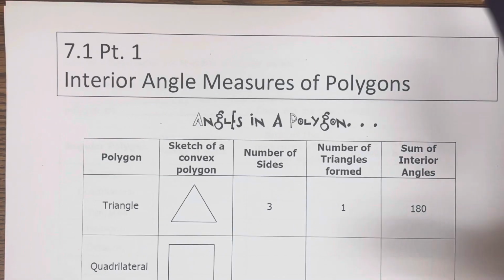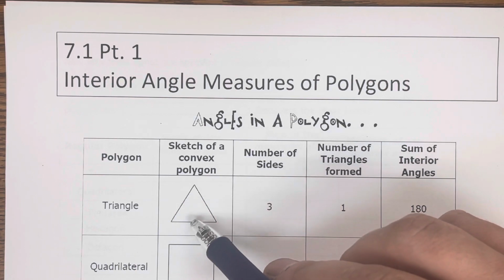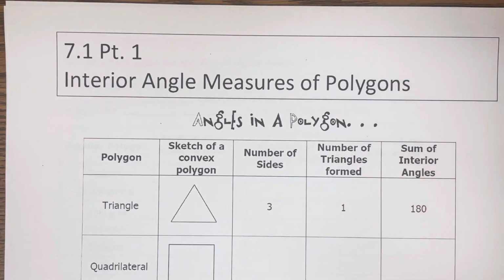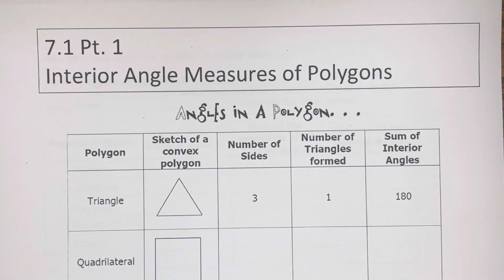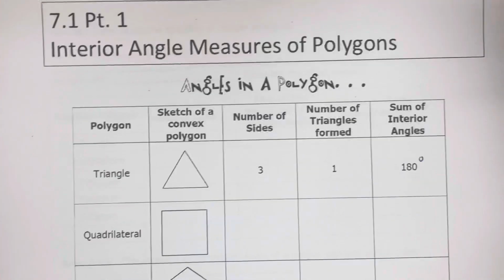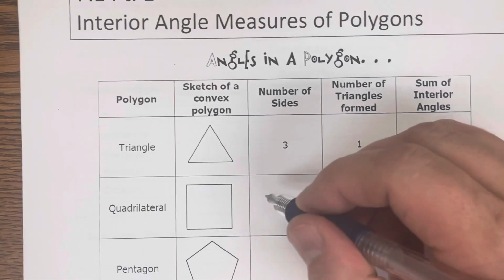So this little chart here is an investigation for us to determine how we can figure out the number of degrees or the measure of degrees for the interior angles of polygons. So the first one's a triangle. And as we know, a triangle has three sides, and there's only one triangle that can be formed out of a triangle. And the sum of its interior angles is always 180 degrees. We've already discussed that. So our next figure is a quadrilateral, which is a four-sided figure.